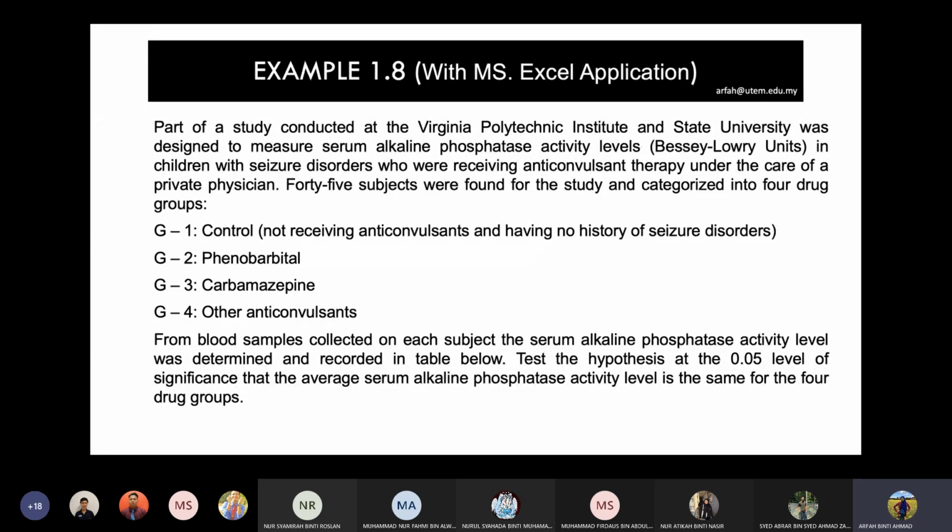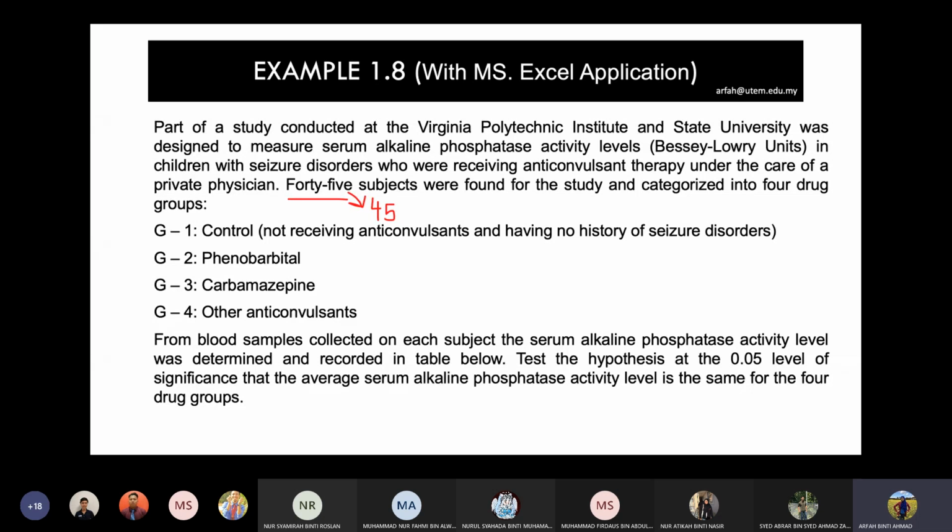So in order to do so, salah satu aspek yang kita kena kaji adalah untuk kaji serum alkaline phosphate activity levels dekat dalam darah budak-budak ni. So, because we are dealing with human, in this experiment, dia deal dengan human yang ada karakteristik seizure disorder. So, dia ambil 45 subjek. Kalau awak tengok 45 kan nombor ganjil, nak bahagikan dengan 4, tak mungkin kita akan dapat equal sample size. So 45 student dia select dan dia bagi 4 jenis drugs. Okay. Untuk tengok dia punya pembesaran.